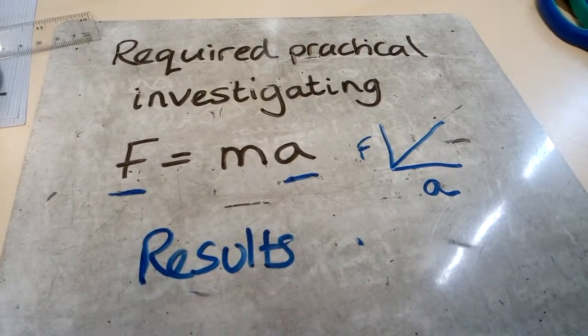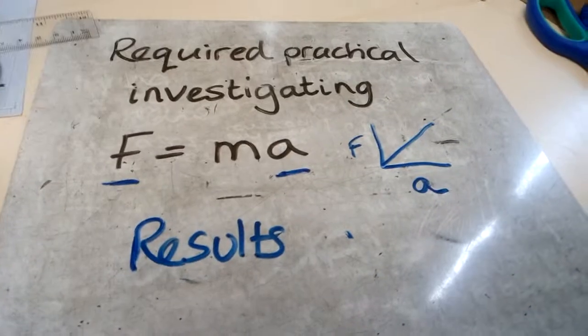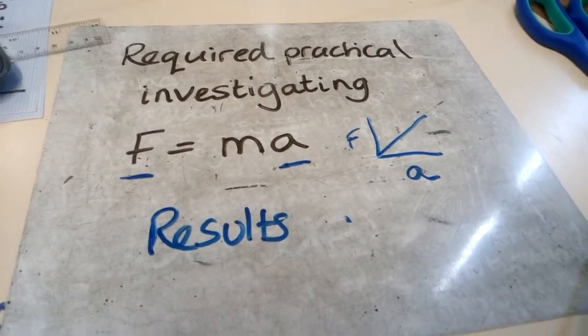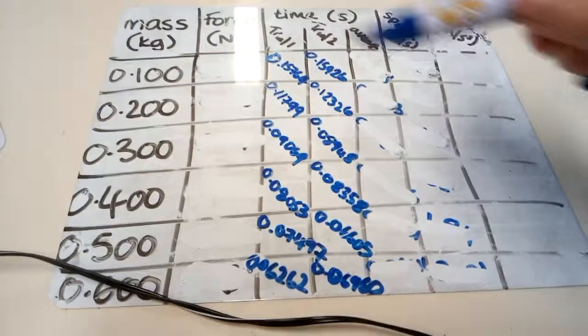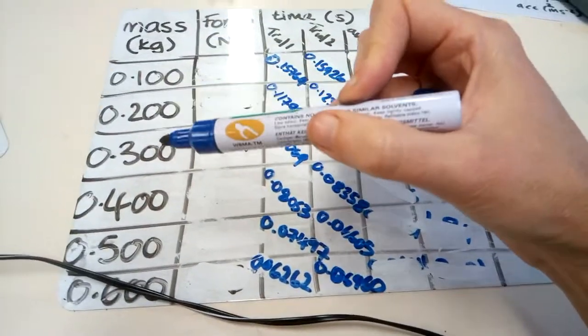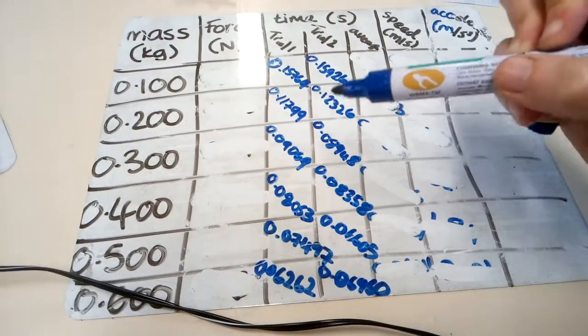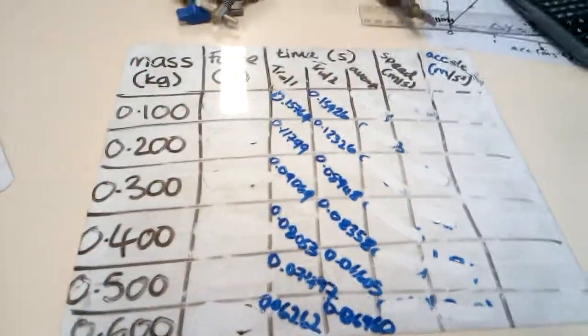This is the second video on the required practical investigating force equals mass times acceleration. This is the one where I'm going to show you what to do with your results. Now I'm hoping your results table looks a bit like this with some results filled in. So you've got the mass that we've hung on the end and you've measured the time the trolley took to get through the light gate when those masses were accelerating it.